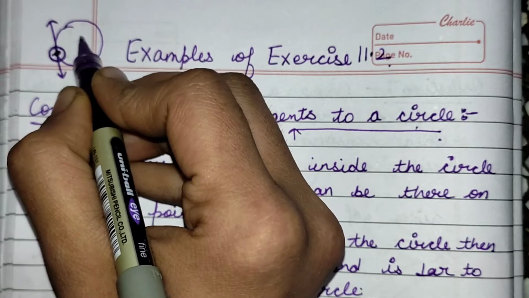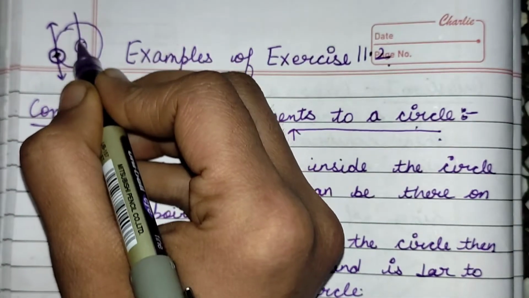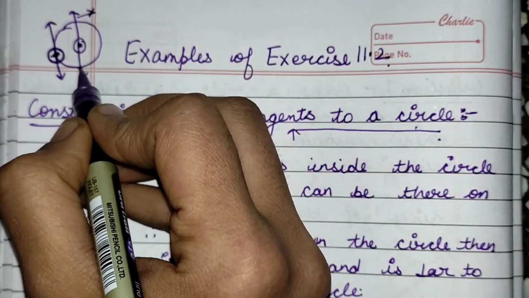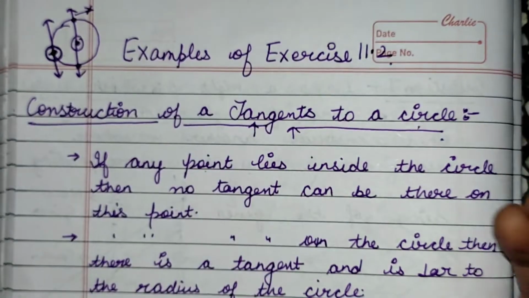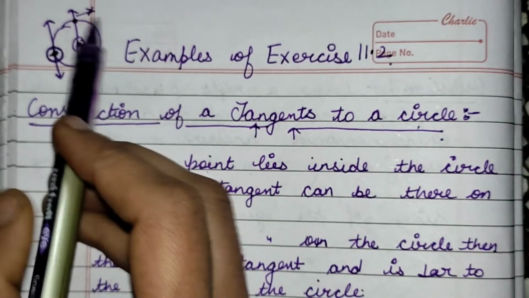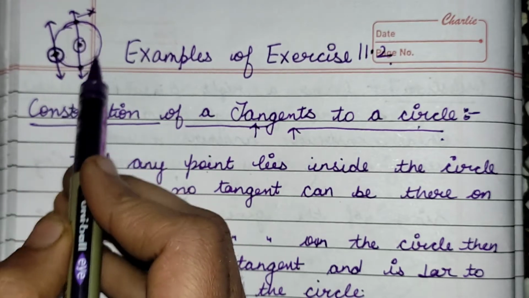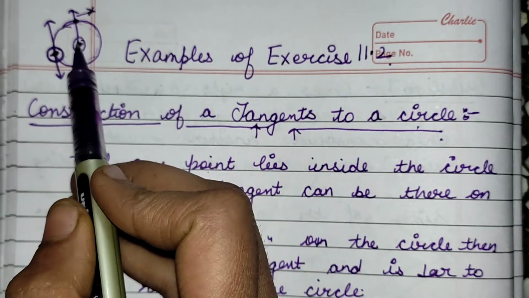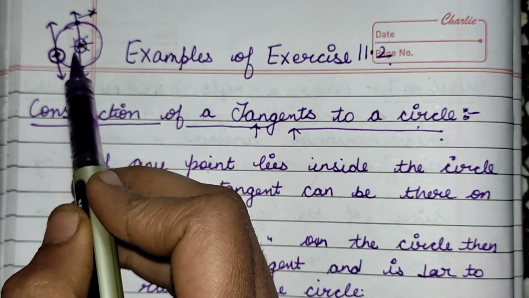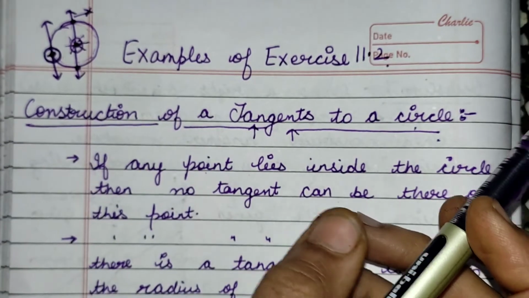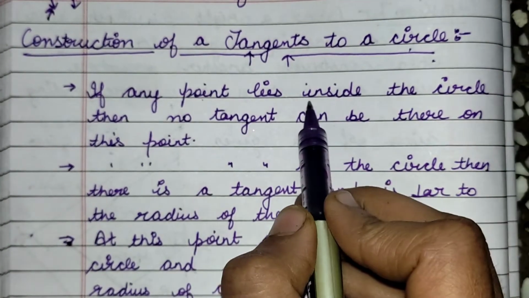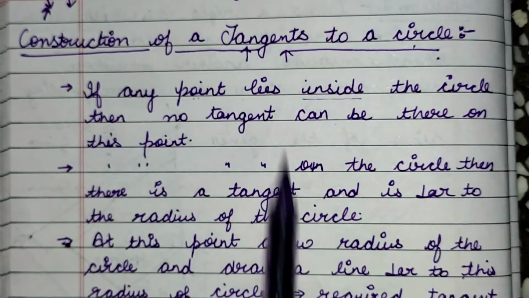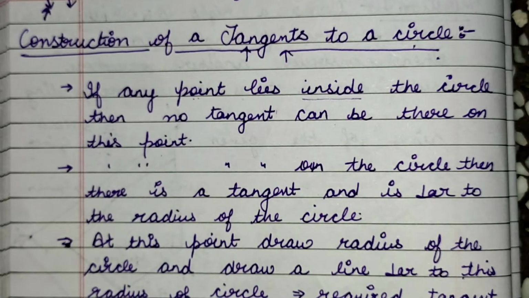If the point is lying inside the circle, then any line passing through it will not be called a tangent. Why? Because it now touches the circle at 2 points. The condition for being a tangent is that it should touch the circle at a single point. If the point is inside the circle, then there can be no tangent passing through this point. In the first point in your NCERT book, it is given that if the point lies inside the circle, then no tangent can be drawn.